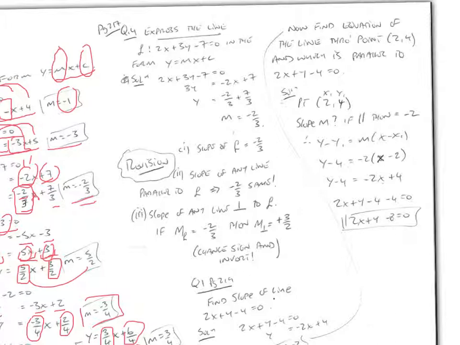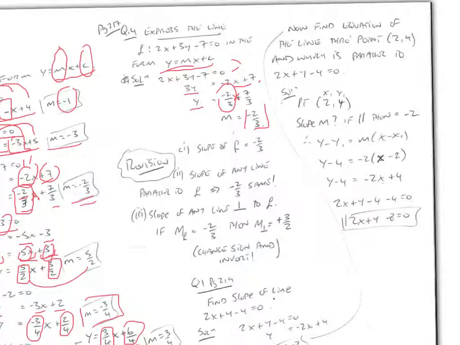Okay, another skill now. Express the line L, which has the equation 2x plus 3y minus 7 equals 0, in the form y equals mx plus c. So 2x plus 3y minus 7 equals 0. Leave our 3y here, bring over our 2x and our minus 7, become minus 2x plus 7. Now, if 3y is equal to all of this, then y is equal to minus 2 over 3 x. I left out my x there, sorry. Plus 7 over 3. So our slope is minus 2 over 3.